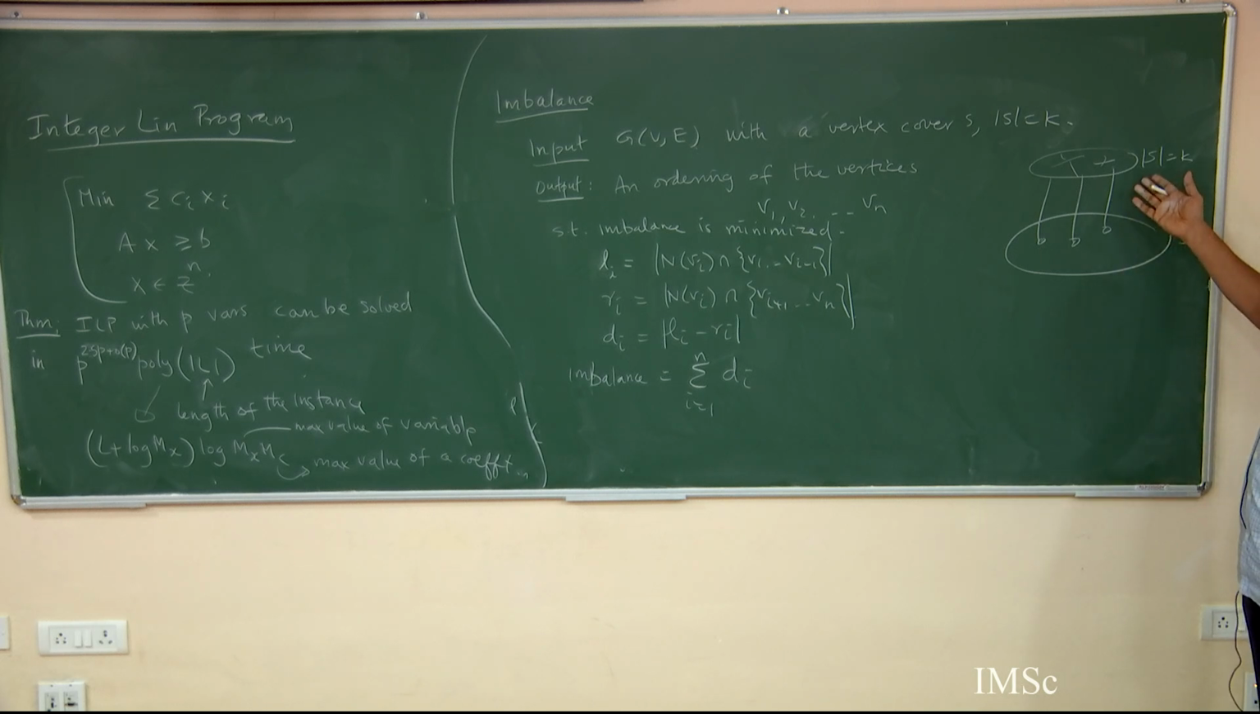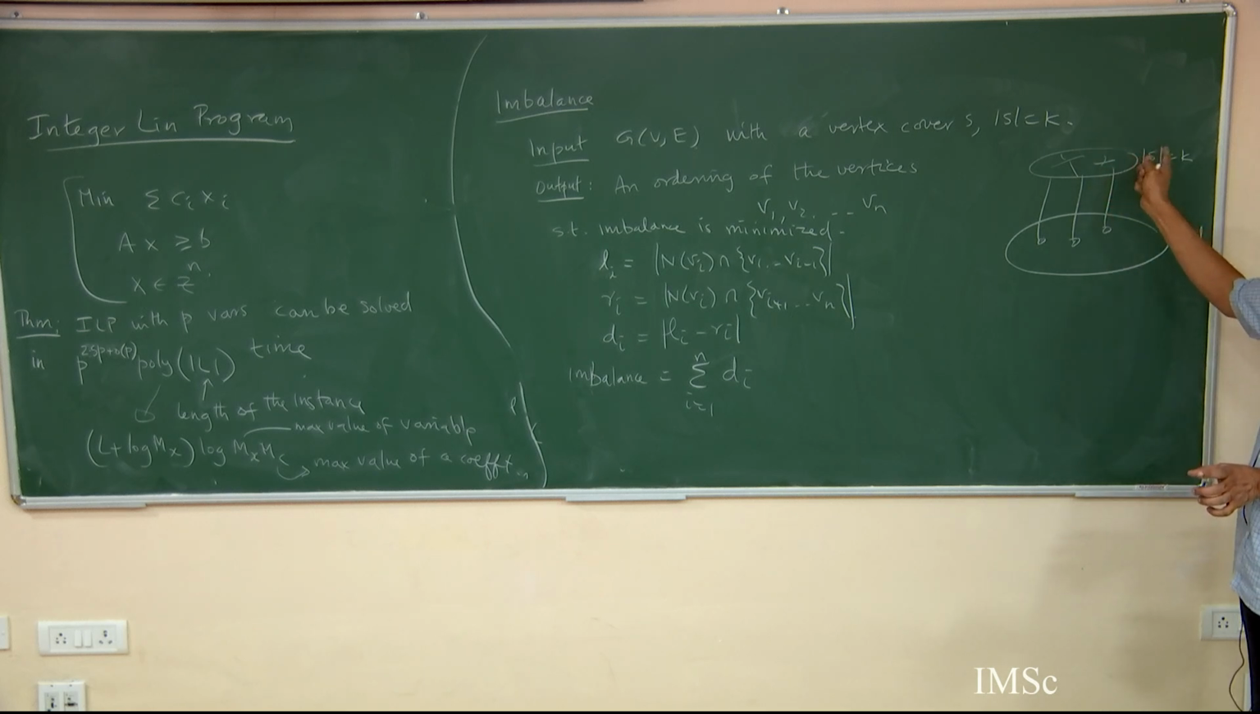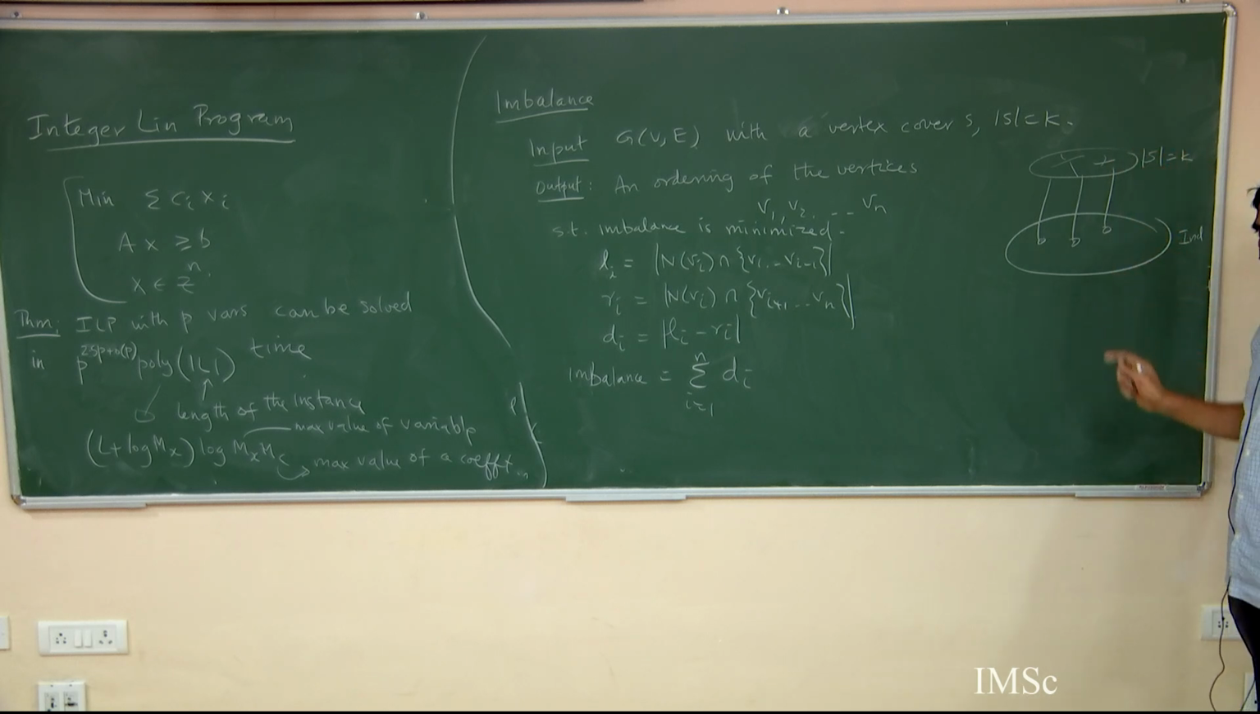So the first thing is, among all orders of this vertex set, or for every order of the entire vertex set, there is an order of the vertices in the vertex cover, right? So there are only k factorial many orderings of the vertex cover. So let me just guess the correct ordering for the vertex cover by running through all possible k factorial choices. Okay, that is a k factorial.